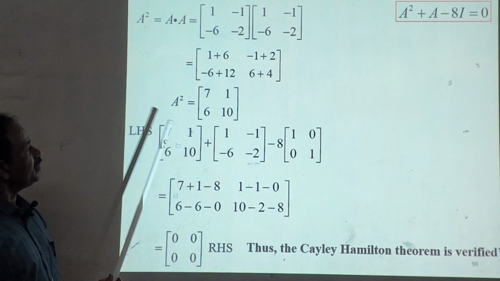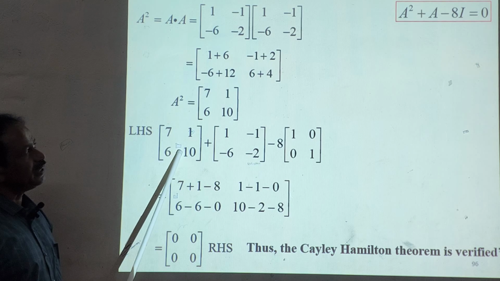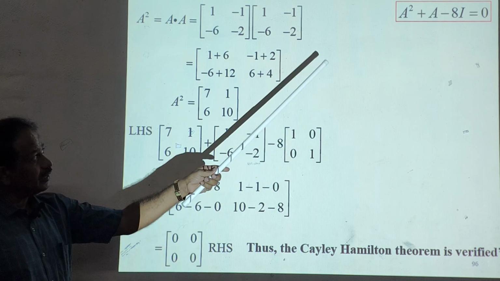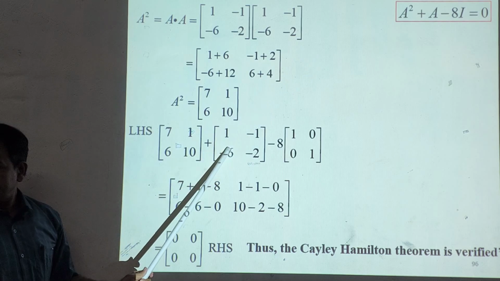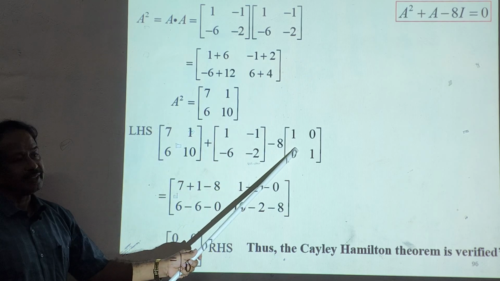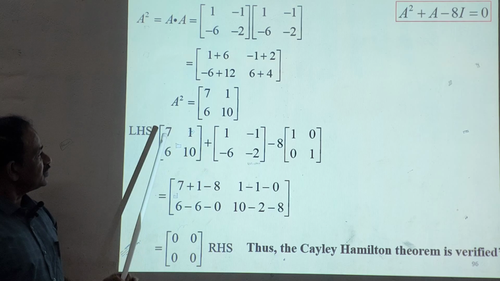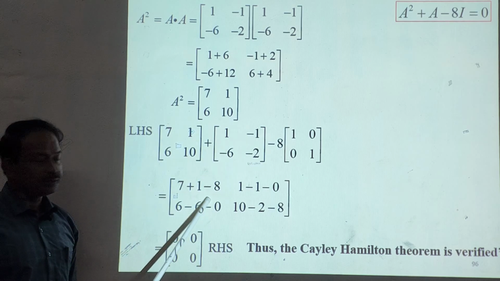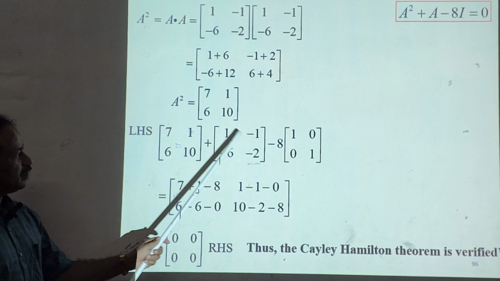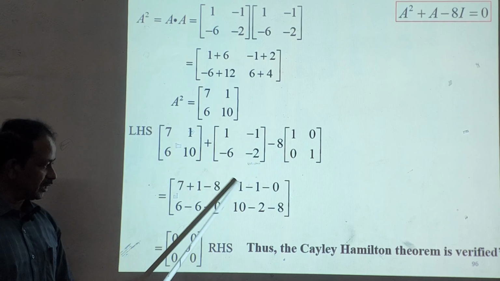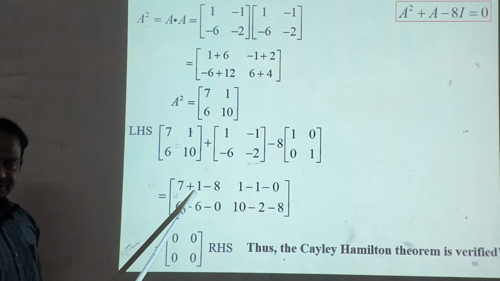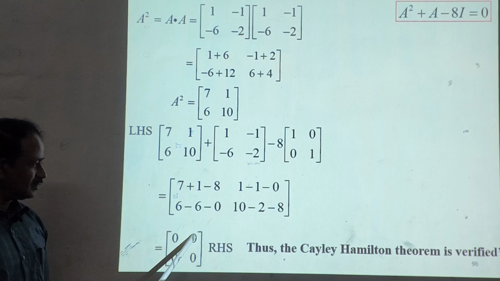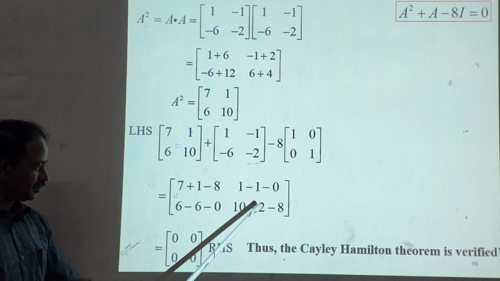Our left hand side will be A squared plus A minus 8I, correct? So just to simplify, 7 plus 1 minus 8. The next one will be 1 minus 1, 0. So 7 plus 1 is 8, 8 minus 8 is 0. 1 minus 1 minus 0, again 0. Here also you will have 0 and this will also be 0.